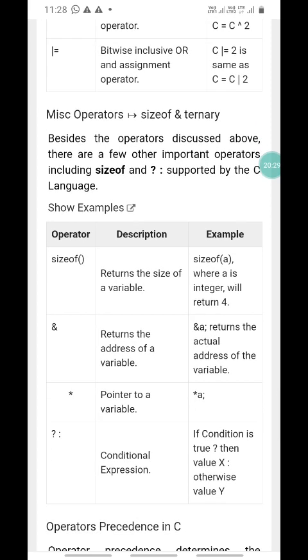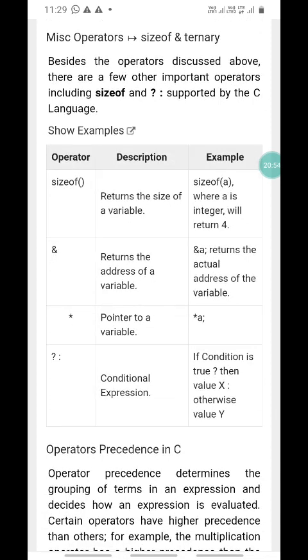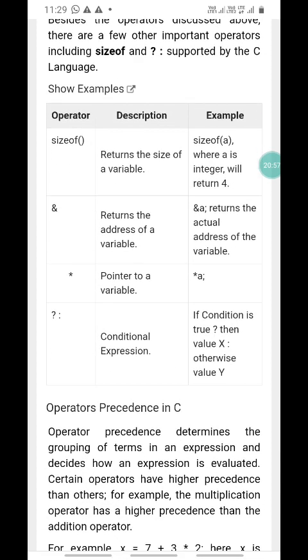The first one is sizeof, which returns the size of a variable. For example, int a; sizeof(a), where a is an integer, will return 4, meaning 4 bytes is the size of an integer.